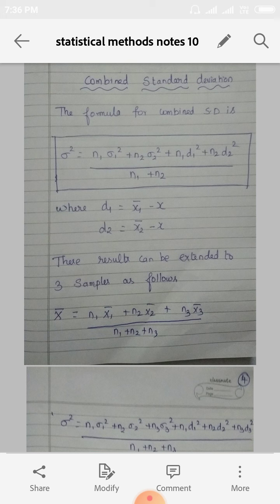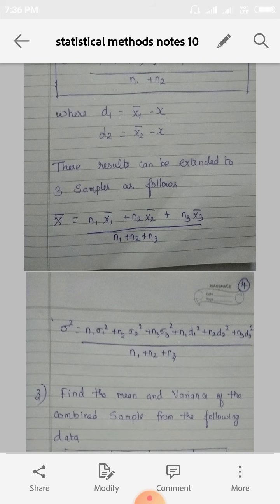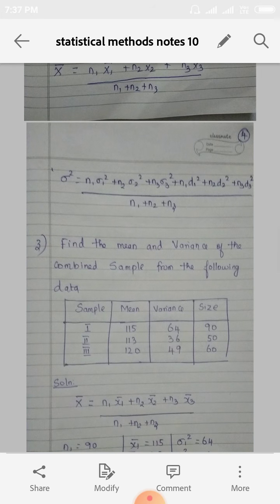Similarly, as I already told you, these results can be extended to three samples: x bar is equal to n1 x1 bar plus n2 x2 bar plus n3 x3 bar divided by n1 plus n2 plus n3. Similarly, the standard deviation formula can be extended to three variables: sigma square is equal to n1 sigma 1 square plus n2 sigma 2 square plus n3 sigma 3 square plus n1 d1 square plus n2 d2 square plus n3 d3 square, divided by n1 plus n2 plus n3. Right, let's see the next problem.